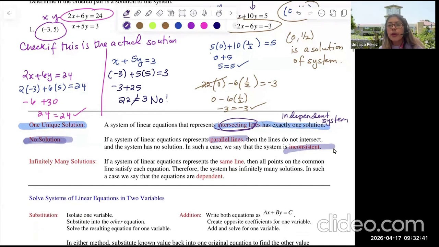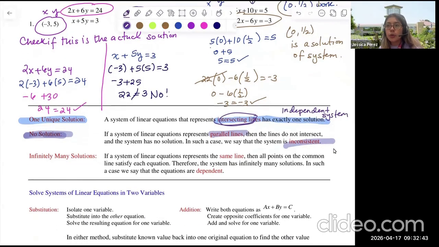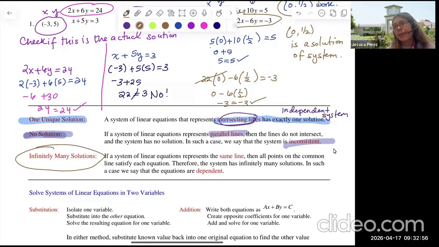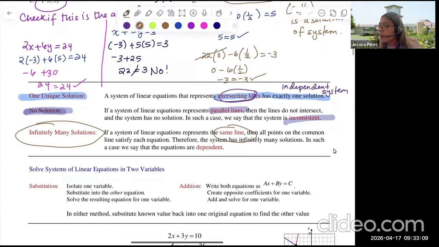You can have no solution, meaning that there's no point where they're going to cross. You will have parallel lines. That means that the system is an inconsistent system. You do not have intersections and the lines are parallel. Now you can also have the third case, which is infinitely many solutions. Any point can work, and that's because the two equations are the same actual line.